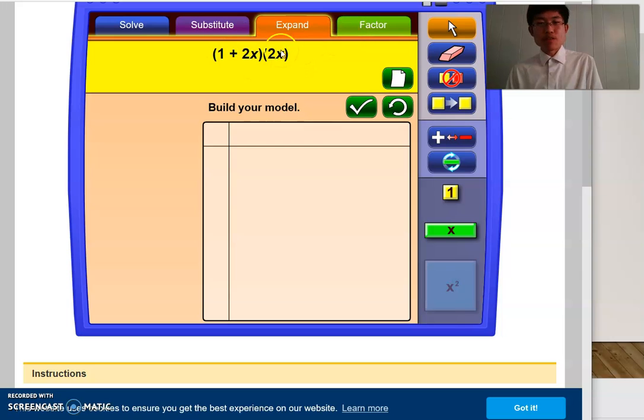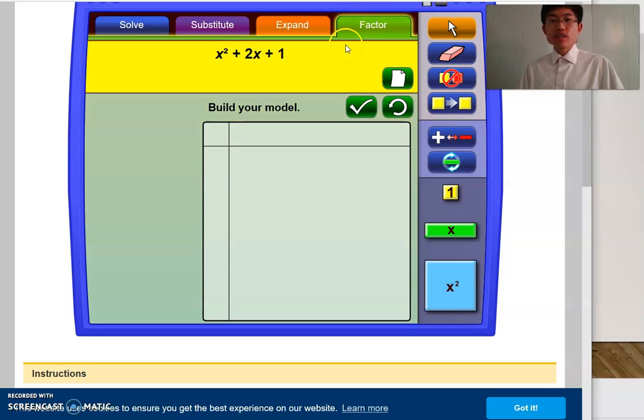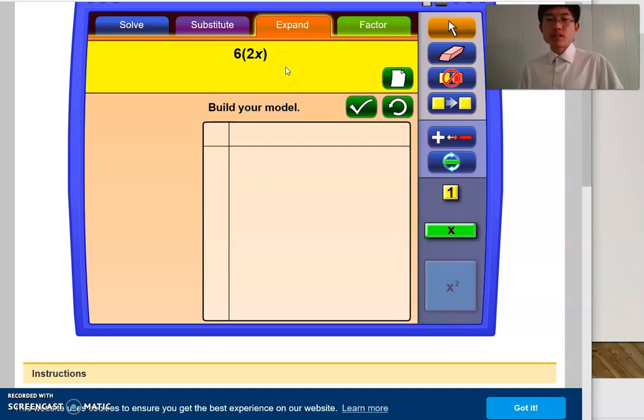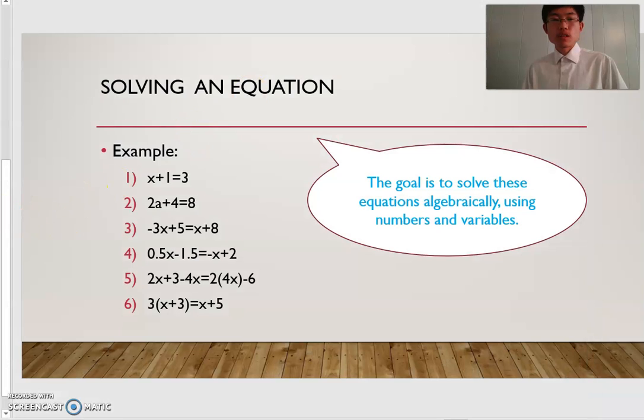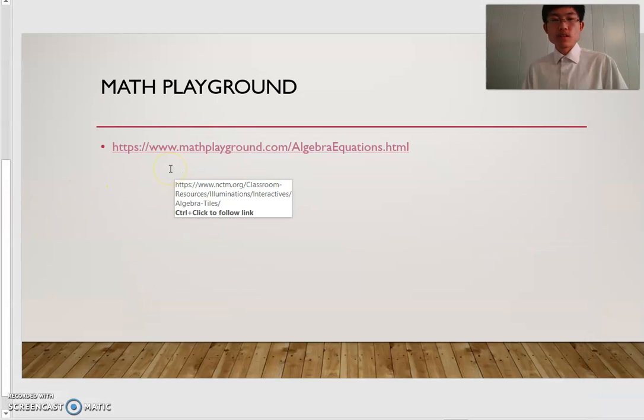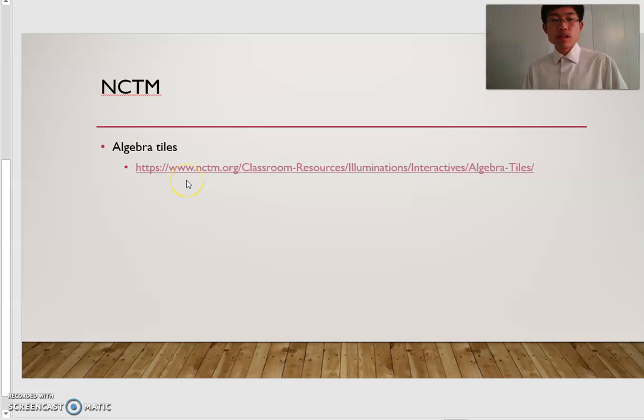This page will be good for the equation with the parentheses. And factor is a little bit different. If you're in algebra 2 maybe, I don't know. Factor means going backwards from expanding. Anyway, the 2 websites I want you to look at are Math Playground and the NCTM.